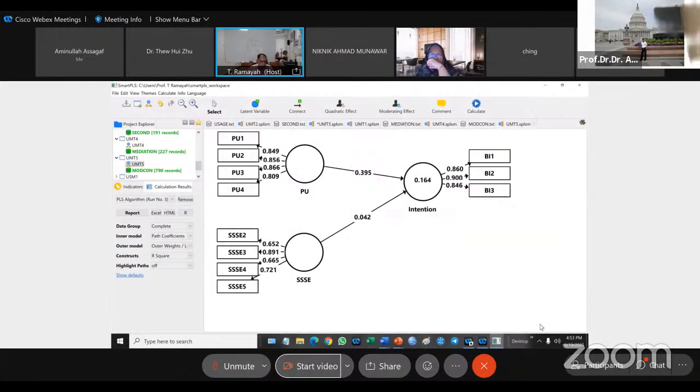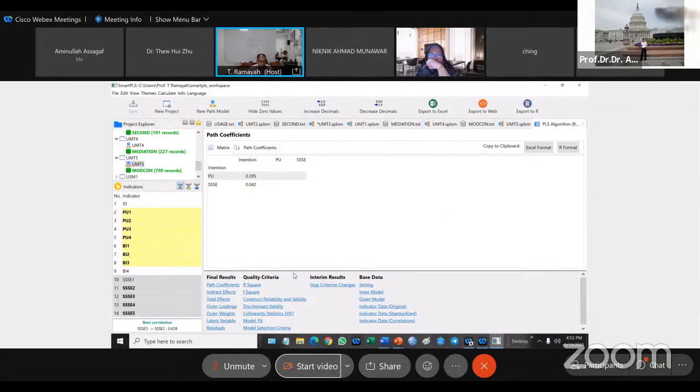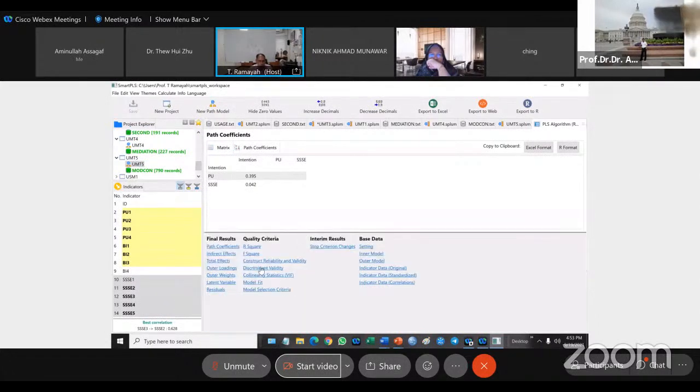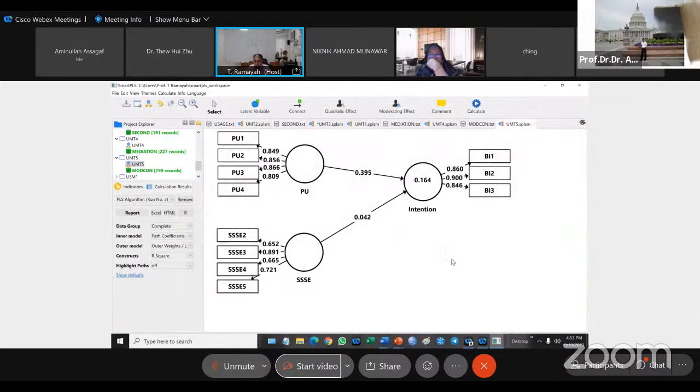Then we can check the AVE and the CR. We can go to the report. Can you check your AVE, CR? Construct reliability and validity, all of them are okay. And if you look at discriminant validity, HTMT, they are okay. So we pass convergent validity, we also pass discriminant validity. Then only we are ready to create the interaction effect.